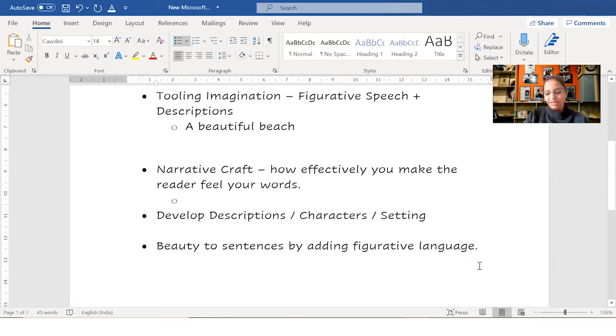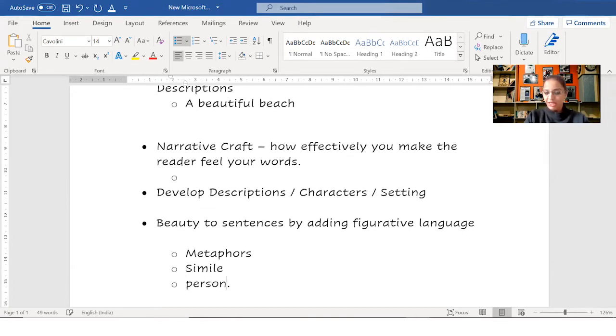Coming on to adding beauty to sentences by adding figurative speech. This is usually done by, say, metaphors, simile, personification, alliteration.